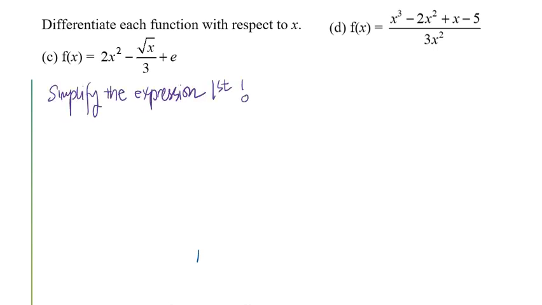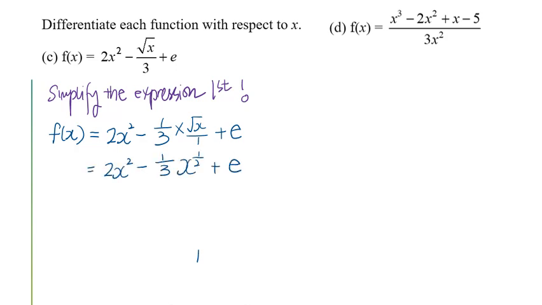Let's look at the next question. Simplify first. Now square root x is x to the power half. So now we can differentiate. Remember the different notation that I mentioned earlier on. If you're given f of x, that means the derivative will be f prime x. You're finding f prime x.